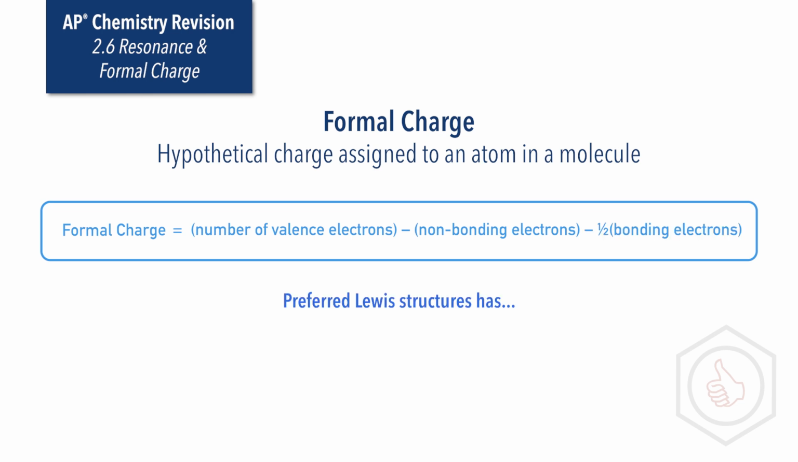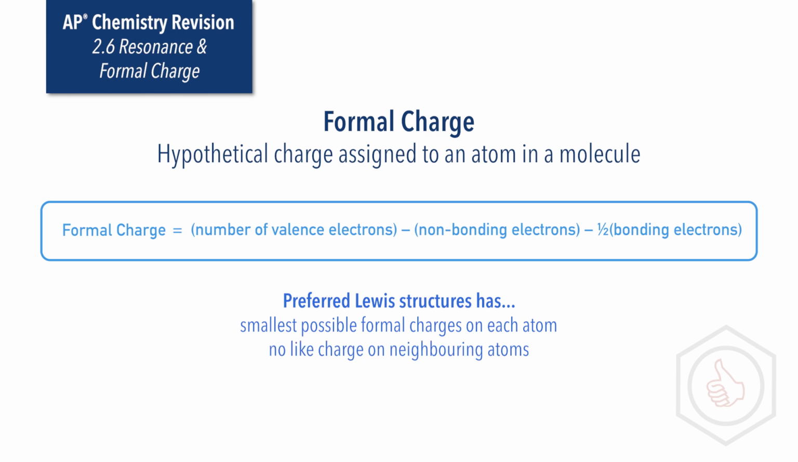A preferred Lewis structure will always have the smallest possible formal charges on the atoms, and it will try to avoid the same charges on atoms next to each other. Ideally, more electronegative atoms have a negative formal charge, and the total of all formal charges should give the overall charge of the molecule or ion. Because of this, we can determine which is the most accurate Lewis structure for a particular species by looking at the formal charges assigned to each atom in it.